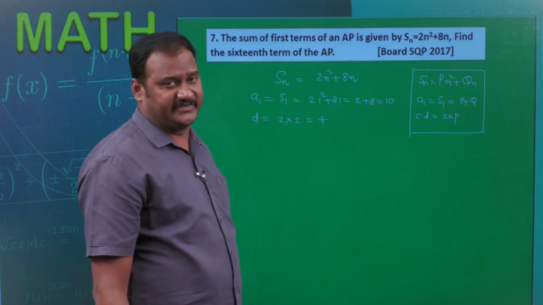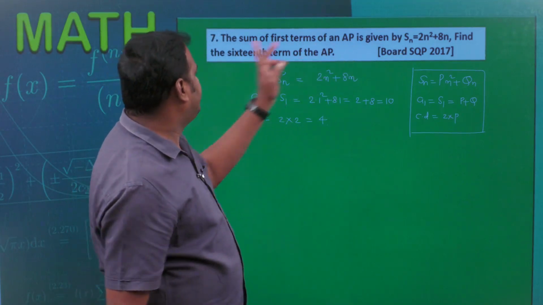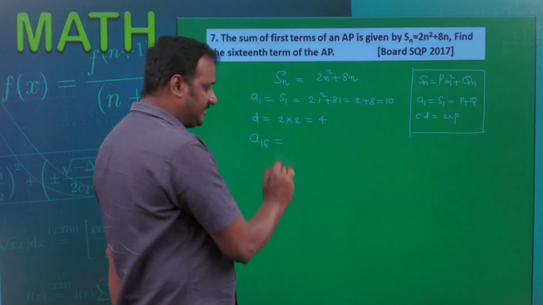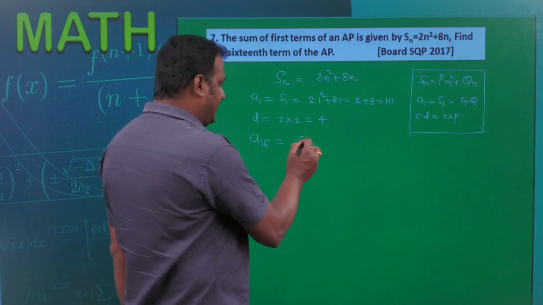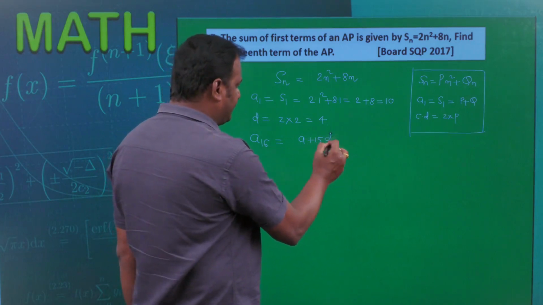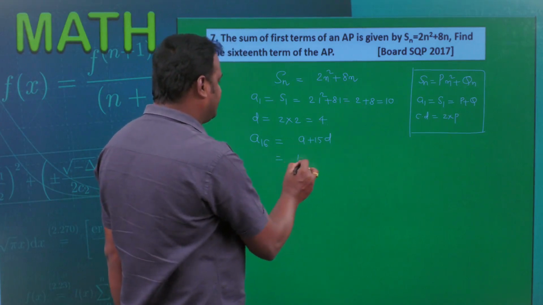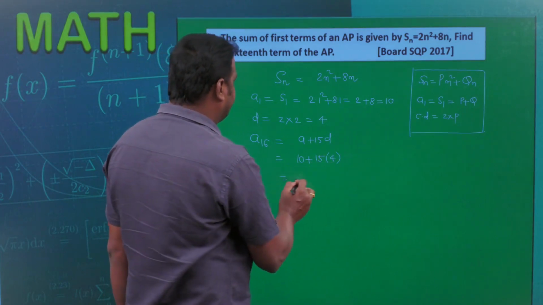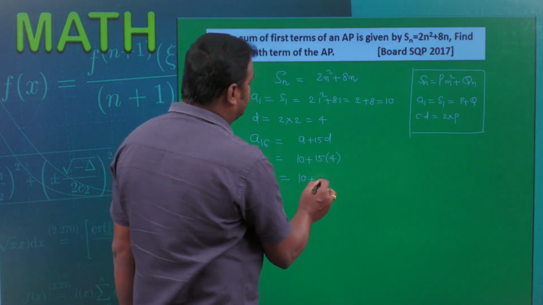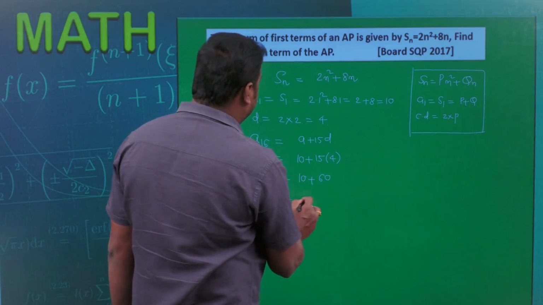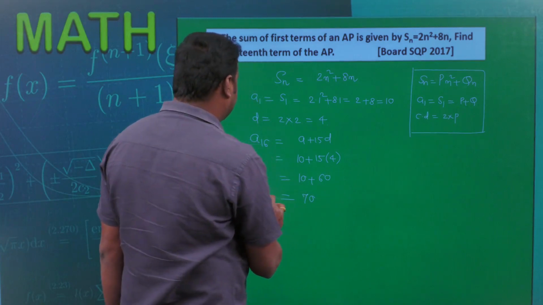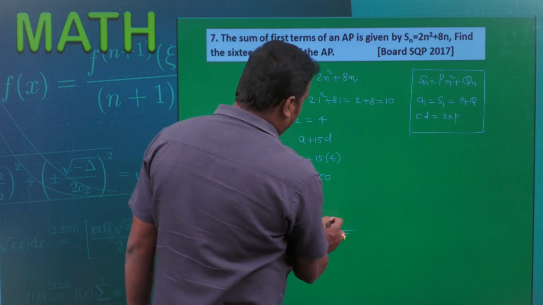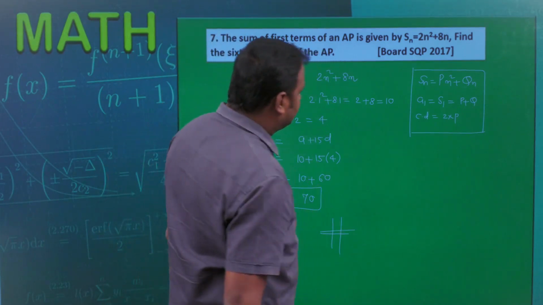After finding the values of a and d, what do you want? Find the 16th term. 16th term means a16 is equal to a plus 15d. The value of a is equal to 10 plus 15 into d is equal to 4. So it is 10 plus 15 fours are 60. So 60 plus 10 is equal to 70 is 16th term of this arithmetic progression. So this way we can answer these problems easily.